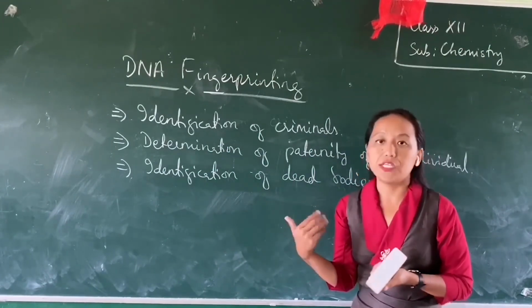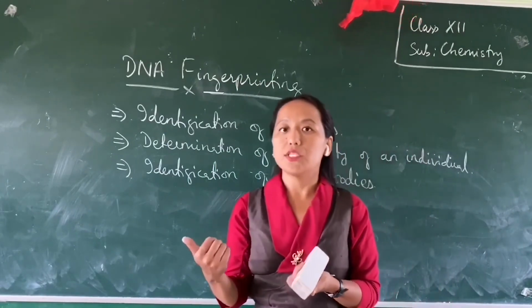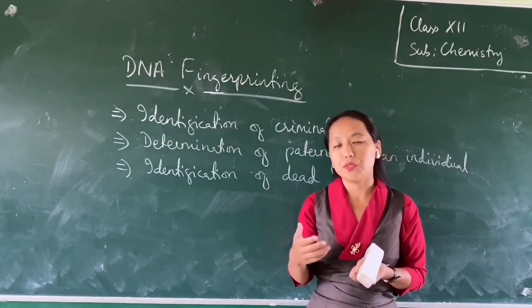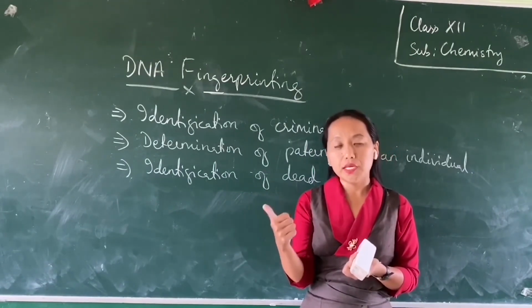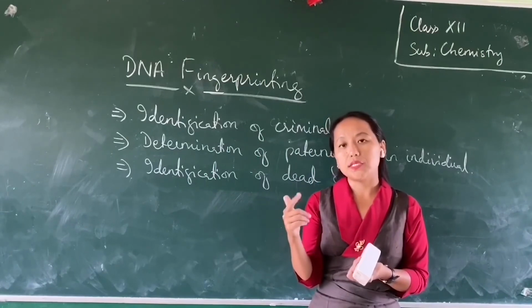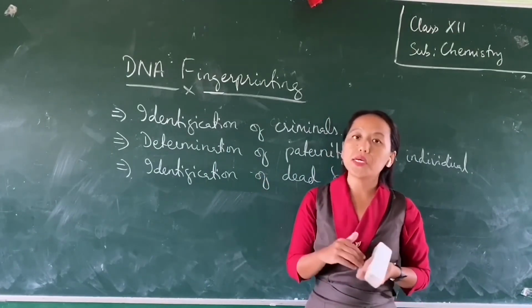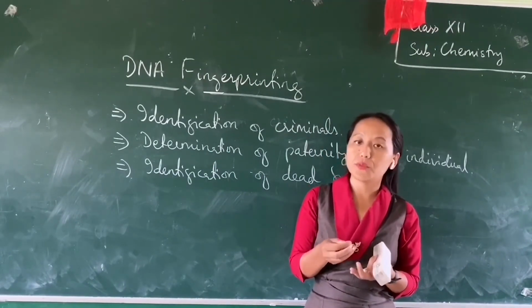So, learning of the DNA fingerprinting and the nucleic acids is complete. The chapter is biomolecules. In biomolecules, we covered carbohydrates, proteins, vitamins, and nucleic acids. So, with this, we are done with the chapter called biomolecules. We will start with the next chapter in the next class.